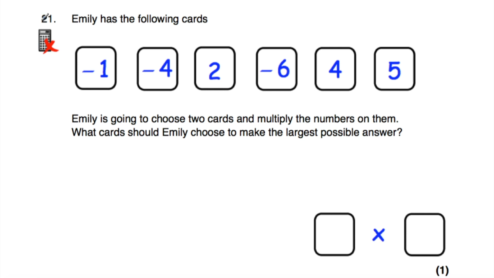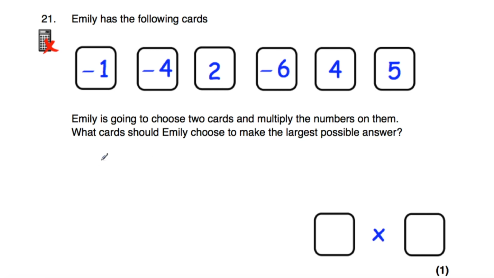Okay, let's have a look at question number 21. So Emily has the following cards: negative 1, negative 4, 2, negative 6, 4, and 5. And Emily's going to choose 2 of the cards, and she's going to multiply the numbers on them. And we've been asked which cards should Emily choose to make the largest possible answer. So we want to find the largest possible answer. Just remember a positive times a positive is a positive, but also a negative times a negative is a positive.